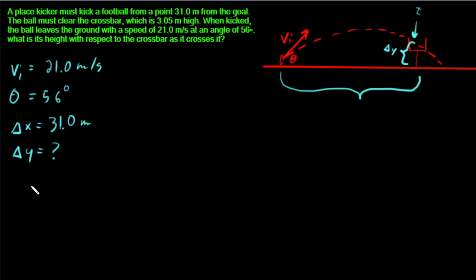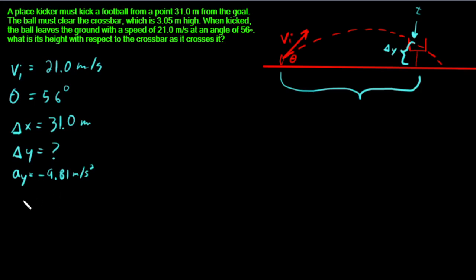Delta y is what we're looking for, and of course that means that we'll need to do a little bit of calculating at that point. So let's see. The acceleration due to gravity, which is the acceleration in the y dimension, is negative 9.81 meters per second squared.